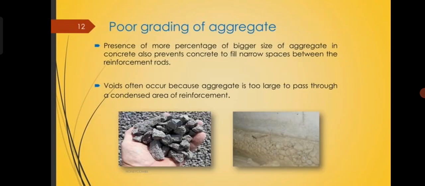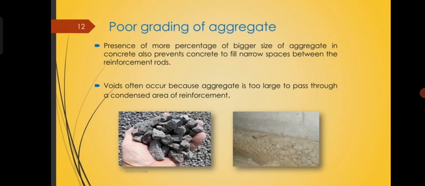And poor grading of aggregate. Presence of a higher percentage of bigger size aggregate in concrete also prevents concrete from filling narrow spaces between the reinforcement rods. This often occurs because aggregate is too large to pass through a congested area of reinforcement.